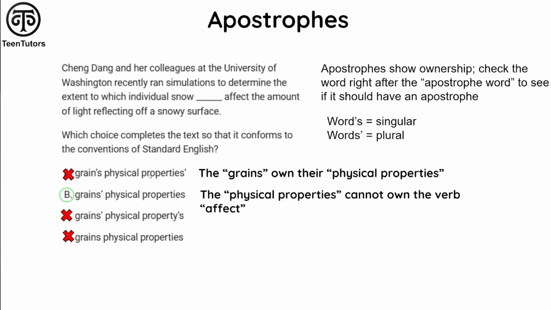Now, just to show you guys, the reason why we have this apostrophe after the S is because we're talking about several snow grains, right? We're talking about a lot of different snow grains and how their physical properties affect the light reflecting off a snowy surface, right? So that's why we have that apostrophe after the S.